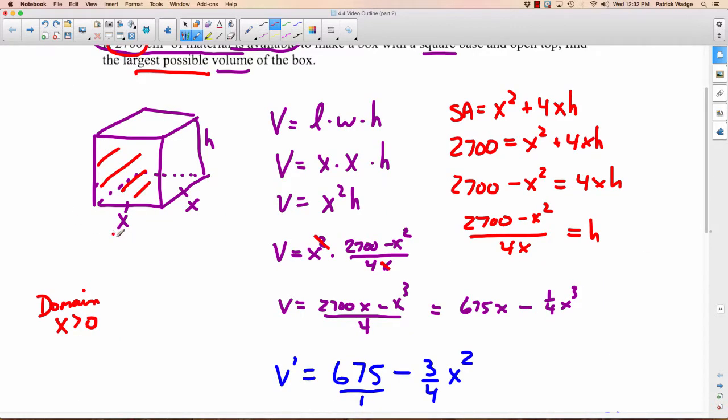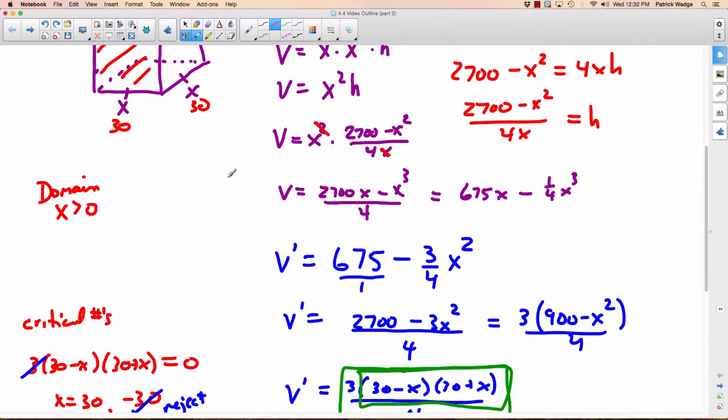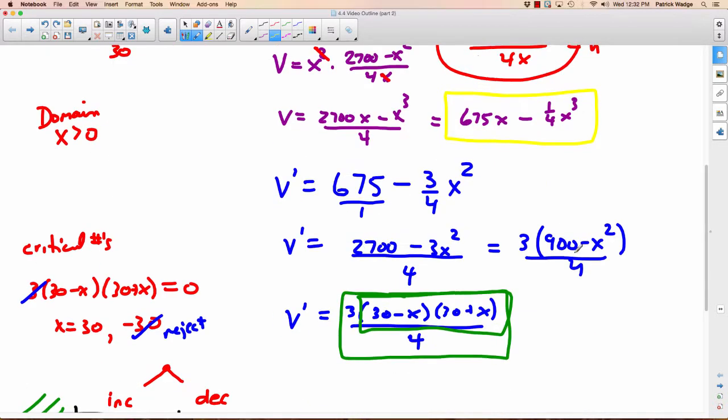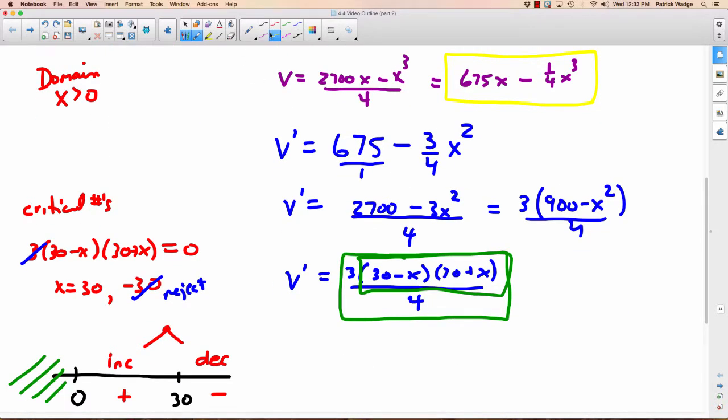Well, obviously this is 30 and this is 30. We just need to figure out what h is. So you could do that by plugging 30 into this, or the other thing you can do, and I think I'm going to do this, is you could get the volume just by plugging into here, put your 30 there and your 30 there. So I think that's probably the best way for us to do that. The volume is equal to 675 times x, and we found that x is 30, minus 1/4 times 30 cubed.